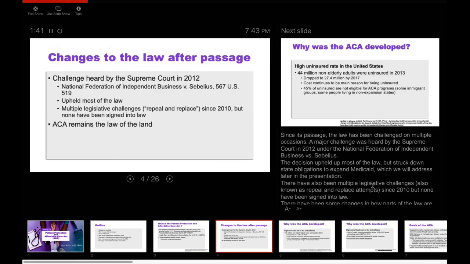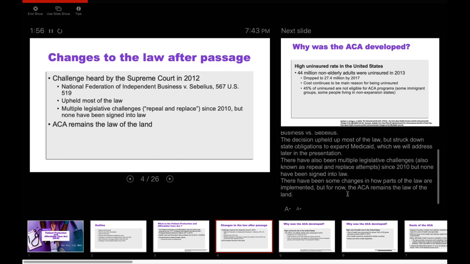Since passage, the law has been challenged on multiple occasions. A major challenge was heard by the Supreme Court in 2012 under the National Federation of Independent Business versus Sebelius. The decision upheld most of the law, but struck down state obligations to expand Medicaid, which we will address later in the presentation. There have also been multiple legislative challenges, also known as repeal and replace attempts, since 2010, but none have been signed into law. There have been some changes in how parts of the law are implemented, but for now, the ACA remains the law of the land.